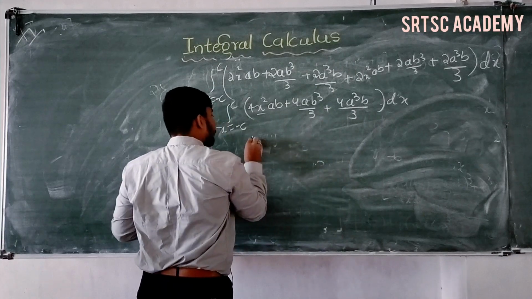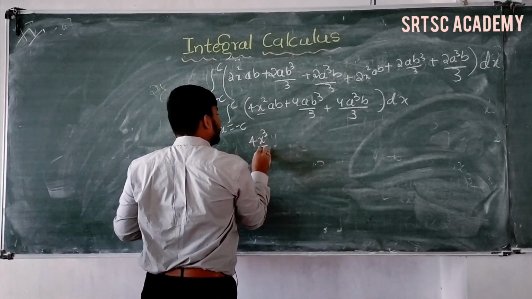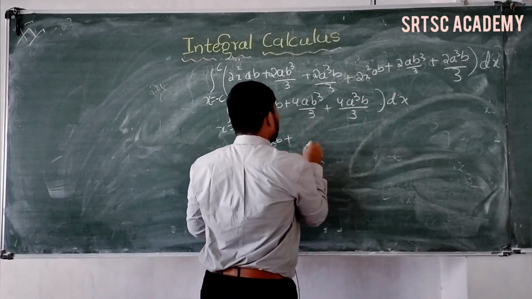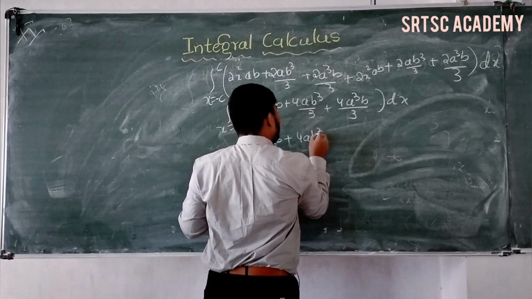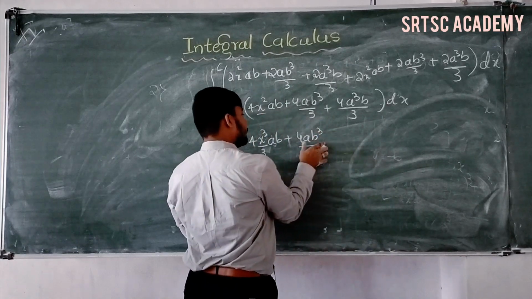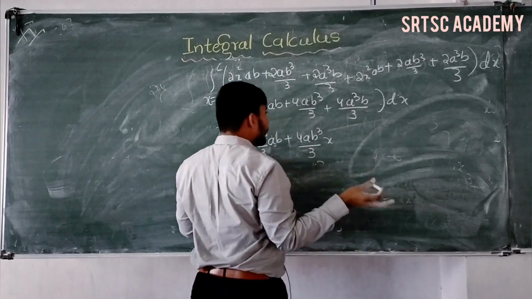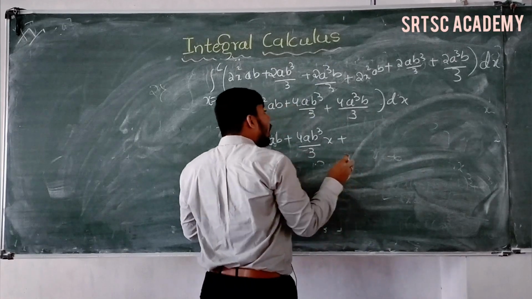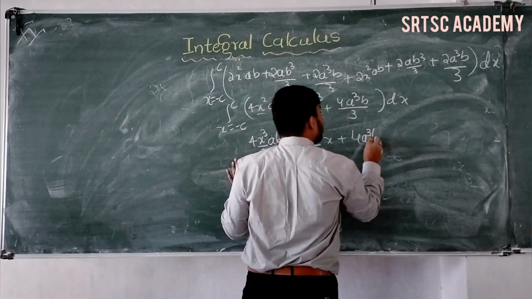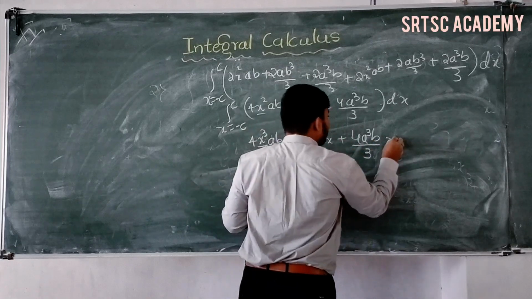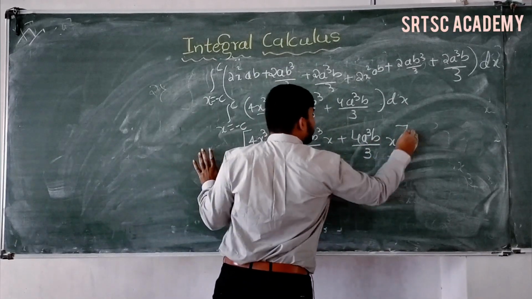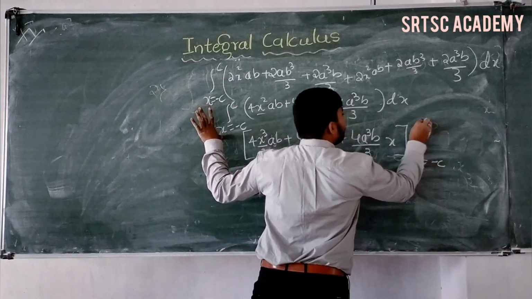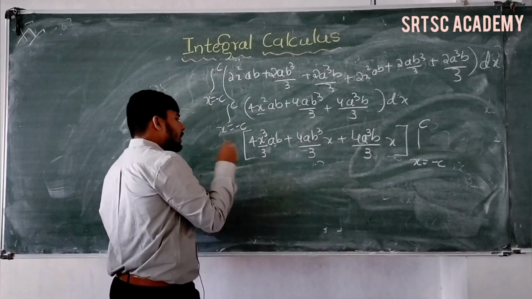We have x² here. It becomes what? 4x³ab/3. That is as it is, because that is constant. Plus 4ab³/3 multiplied with x, because we are doing the integration with respect to x, right? So after, 4a³b/3 into x. Similarly, okay, apply the limits where x varies from minus c to plus c. Apply the limits now.